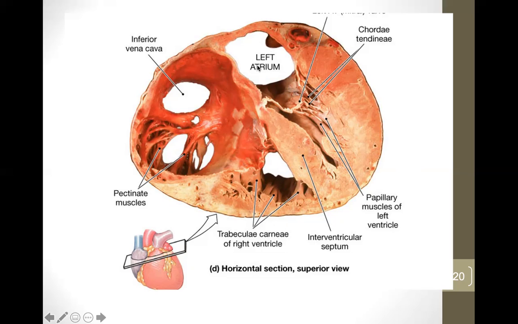Here you can also see the left atrium, and our opening into our right atrium right here, coming from the inferior vena cava, which is that large vein that's returning blood from the lower portions of our body.